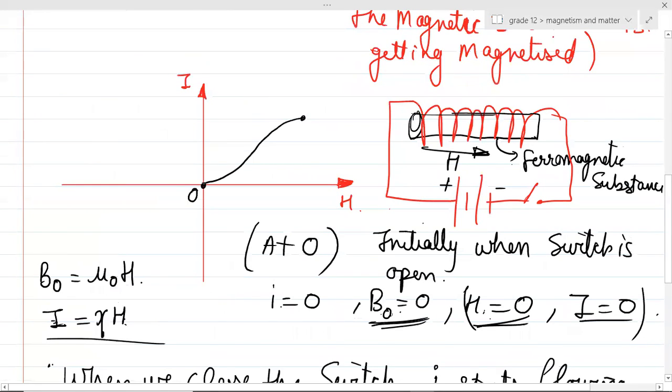Can you see, initially when you apply H, the material is getting very readily magnetized. The magnetization is happening very quickly. For a small increase in H, this graph goes up very readily, right? But after a certain point, even after increasing H to a certain degree, the I value will become constant. Why will it become constant? I'll tell you the reason.